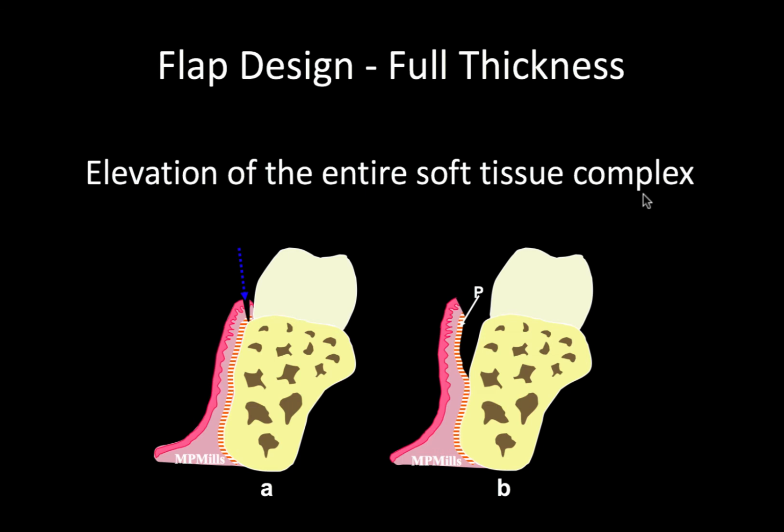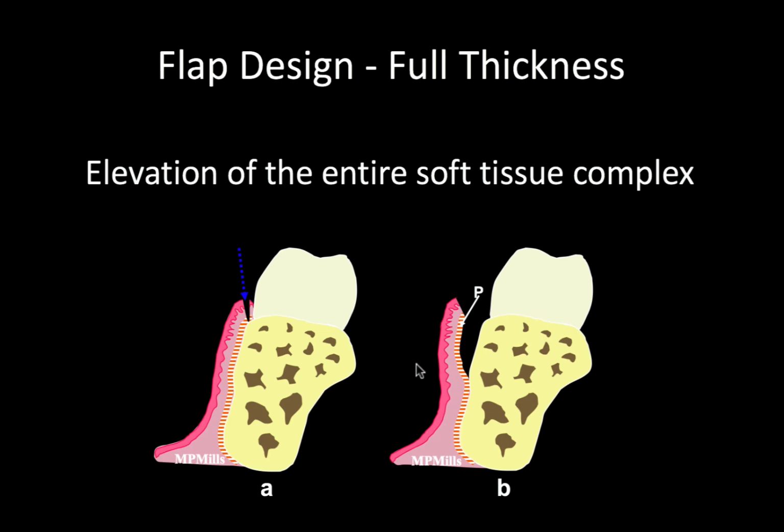Now let's look at some terms that define what we really do. First, let's define the term full thickness flap. This is a flap that includes epithelium, connective tissue, and periosteum. It is the most common type of flap used when access to the bone is indicated for resective or regenerative procedures. In this diagram, you can see an internal bevel incision is done, and upon reflection, the epithelium, the connective tissue, and the periosteum is reflected away from the bone.